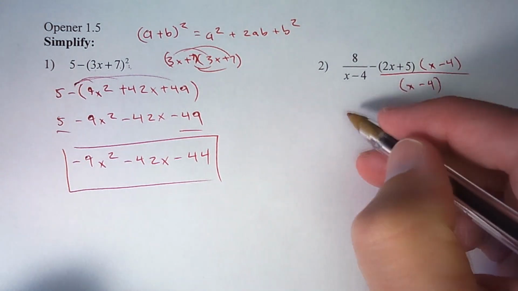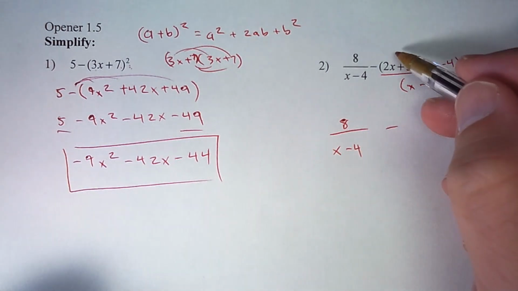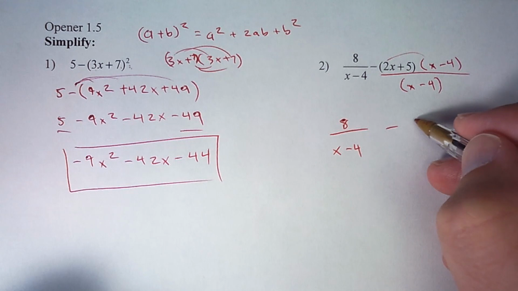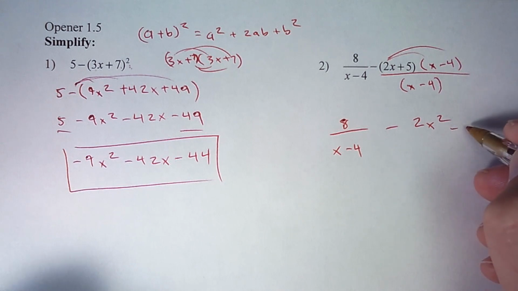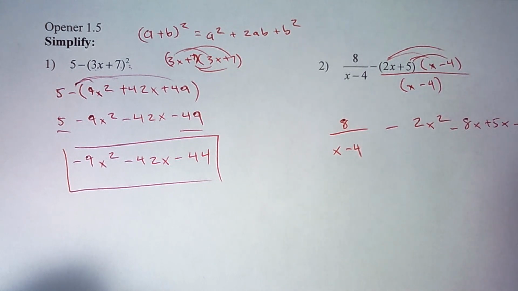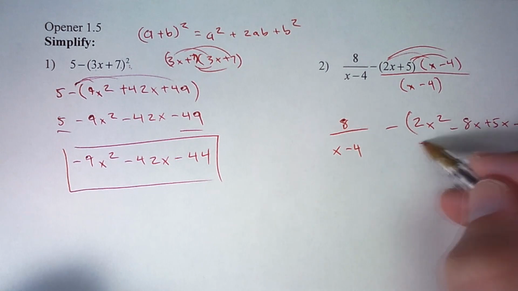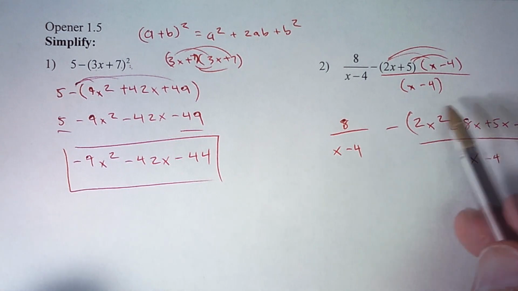Okay, so I've got 8 over x minus 4 minus, and then I distribute 2x times x is 2x squared. 2x times negative 4 is negative 8x. 5 times x is 5x. 5 times negative 4 is negative 20. Okay, so now I can combine some like terms here.